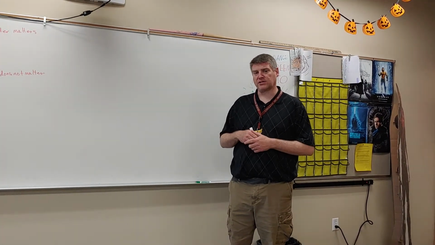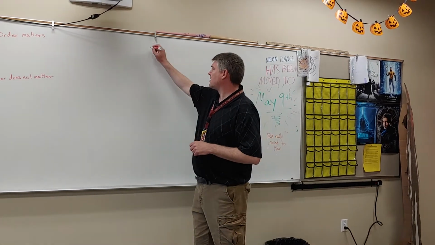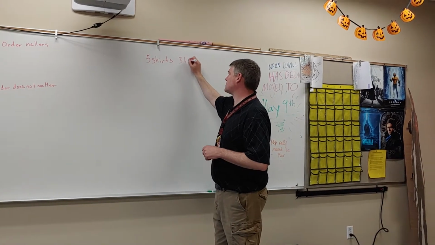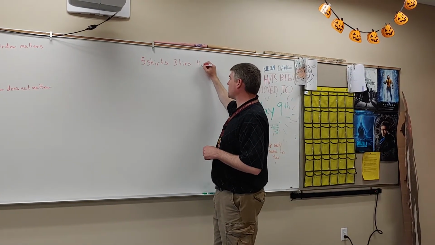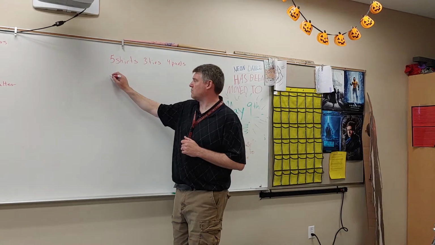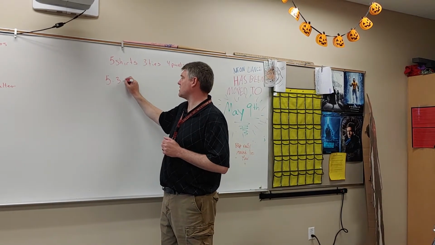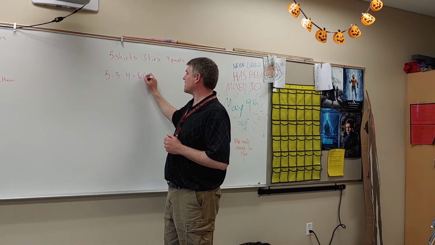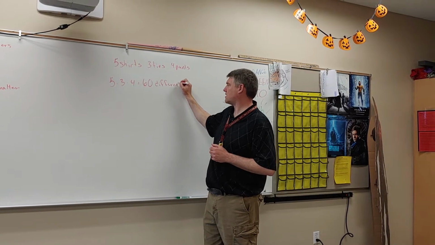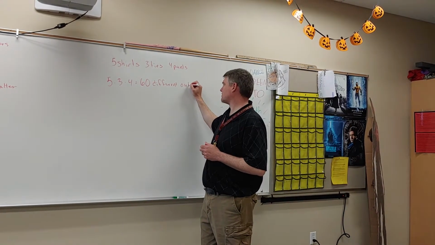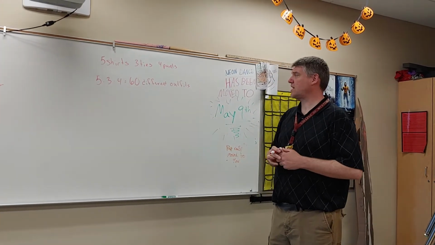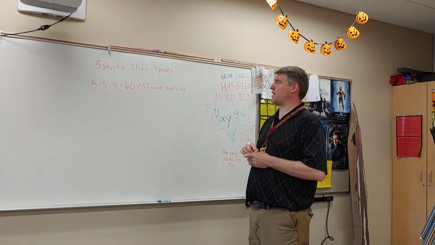look at the different combinations. So if I had 5 shirts, 3 ties, and 4 pairs of pants, and I want to know how many different outfits there are, I'm going to multiply these together: 5 times 3 times 4, and I'm going to get 60. So there are 60 different outfits. This is the counting principle, and it's just taking the different pieces and multiplying those together.